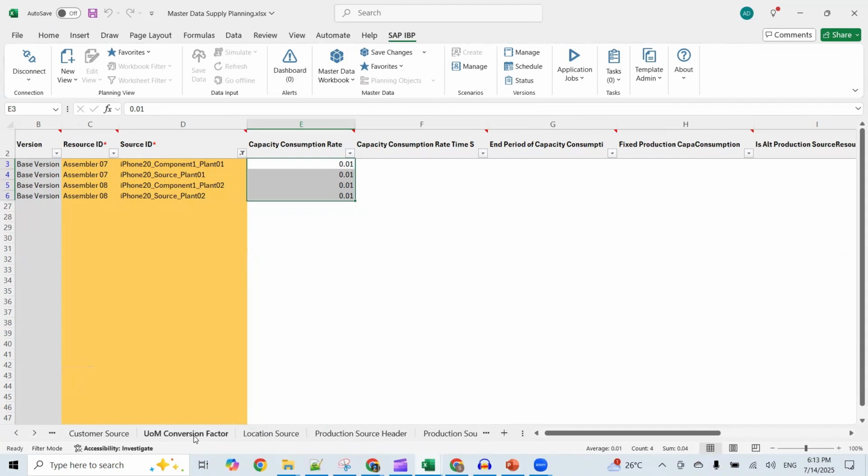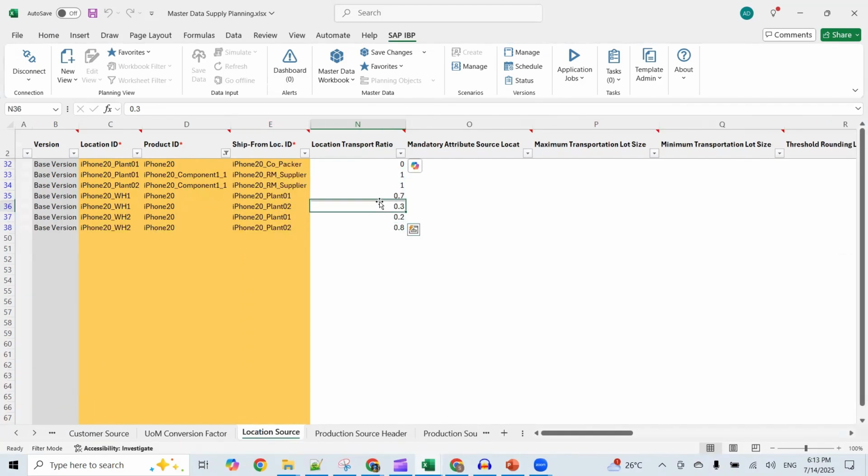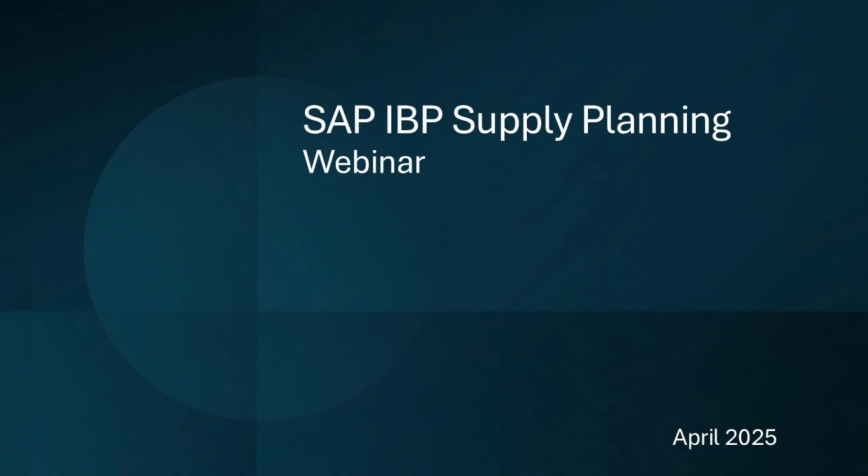So we can see that plant 1 is supplying to warehouse 1 in a certain ratio. So we can think of changing the ratio and seeing what is the impact on the capacity utilization. So this is a typical what-if scenario that we can perform in supply planning. So this concludes my presentation on supply planning.